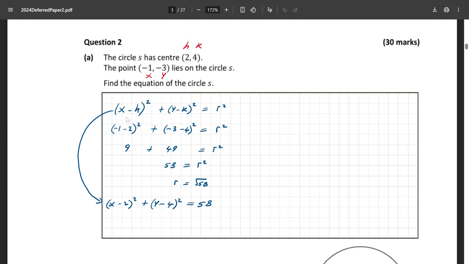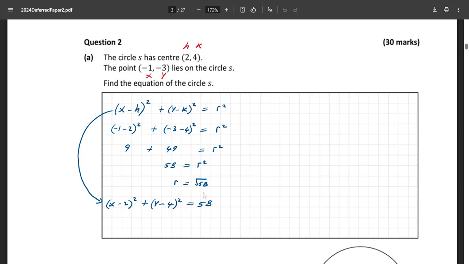Okay, so we have our equation of a circle from the tables right here. So you just write it down and then you fill in what you know. So x minus h, so you have x, you have h, you have y and k. So fill all of those in, equals r squared. And you get 58 equals r squared, so r is the root of 58.